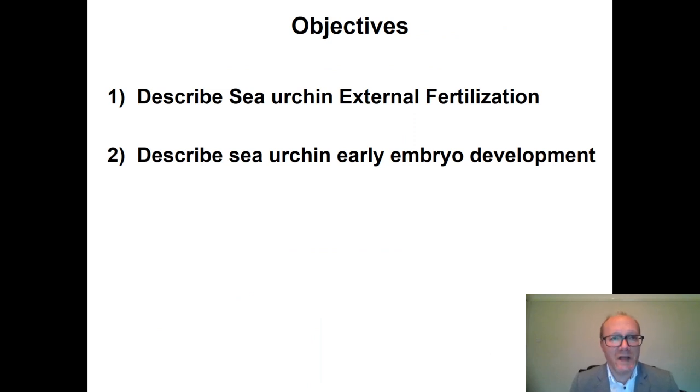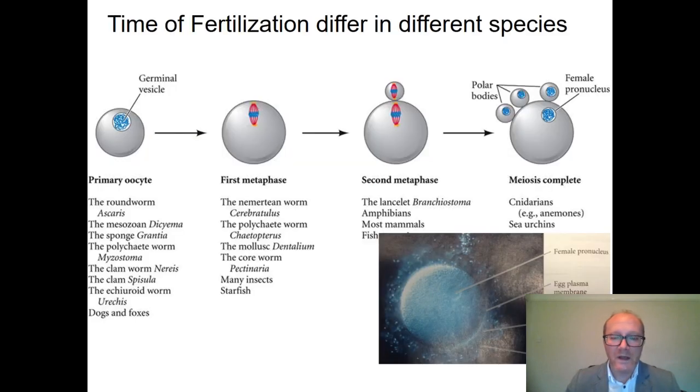So at the end of this lesson, you should be able to describe the processes of external fertilization and how they are similar or different compared to the process of internal fertilization. And you should be able to talk about the early stage of development of sea urchin. In fact, the animal that we are going to talk about to describe external fertilization is indeed sea urchin.